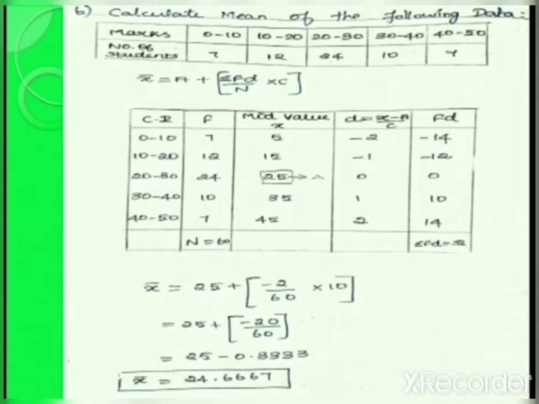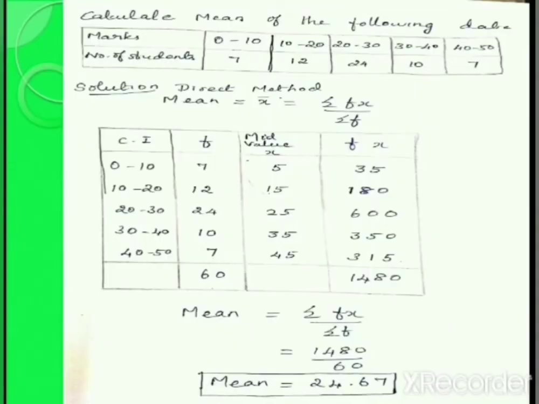So if we solve these terms, you will get 24.667, which is your arithmetic mean for continuous data. In continuous data, we can use a direct method formula, which is X bar is equal to summation fx divided by summation f. Here we are using the discrete data formula. So if you use the discrete data formula, we will get the same solution. So you can use either the step deviation method or the direct method.